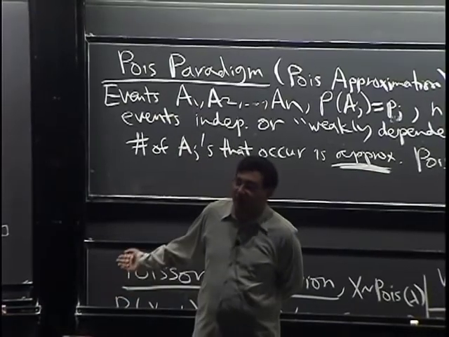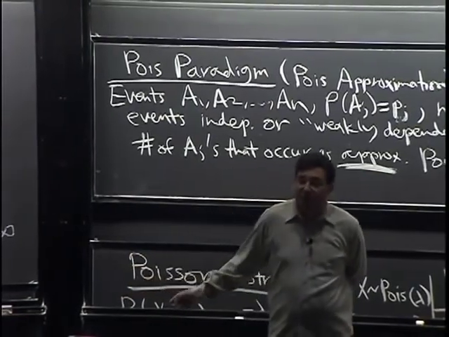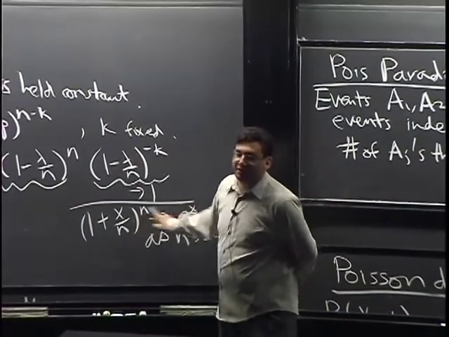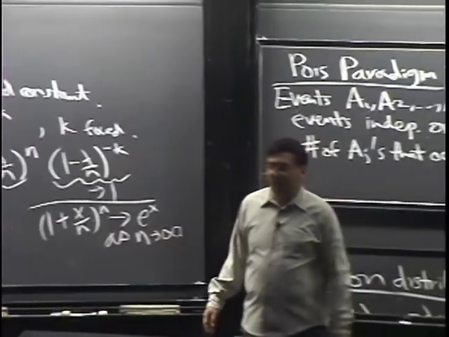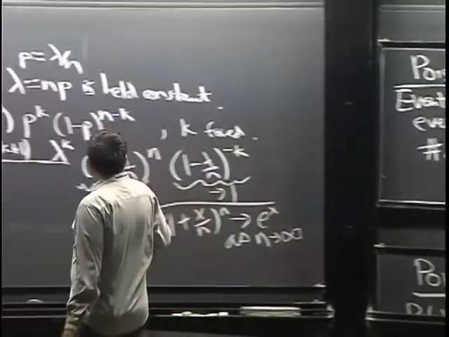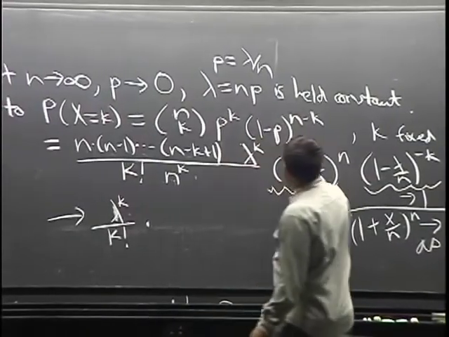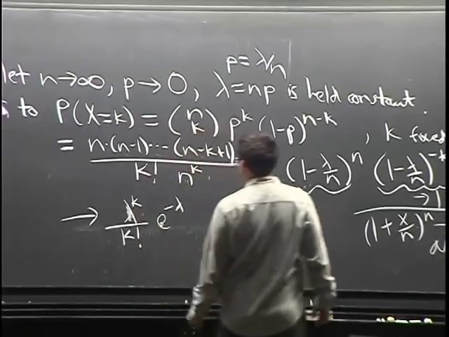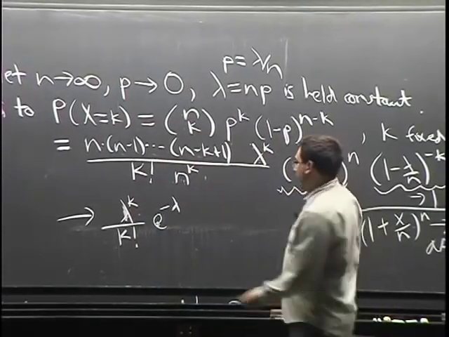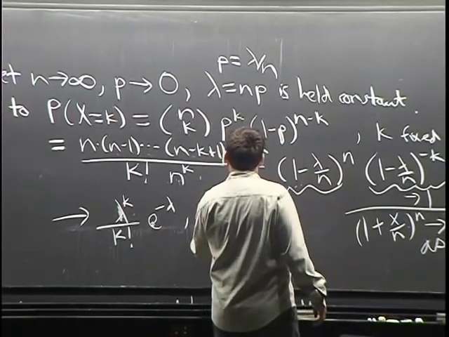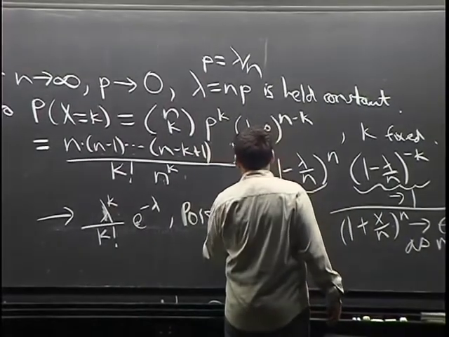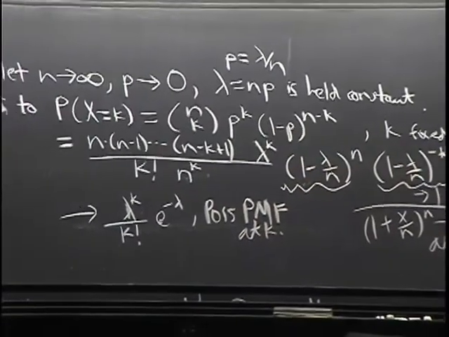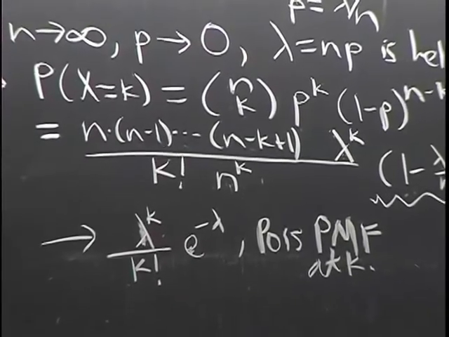If you haven't seen that limit before, I think it's on the math review, or Bo did it in his math review. Or just take the log and use L'Hopital's rule. So that's a famous, useful limit. That goes to e to the x. So therefore, this thing goes to e to the minus lambda. And that's just the Poisson PMF evaluated at k. Okay? So that shows that binomials converge to Poisson when we do it in this way.